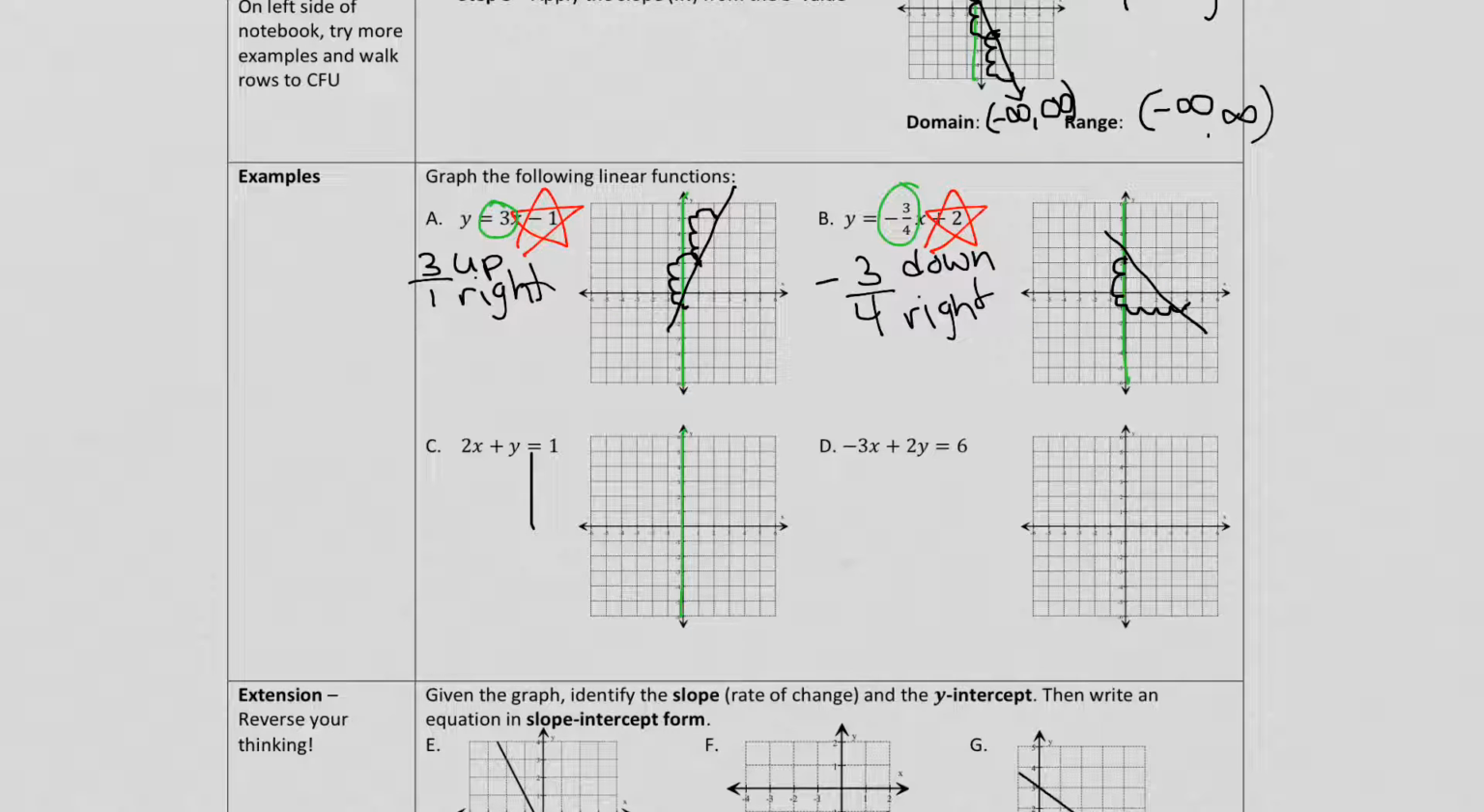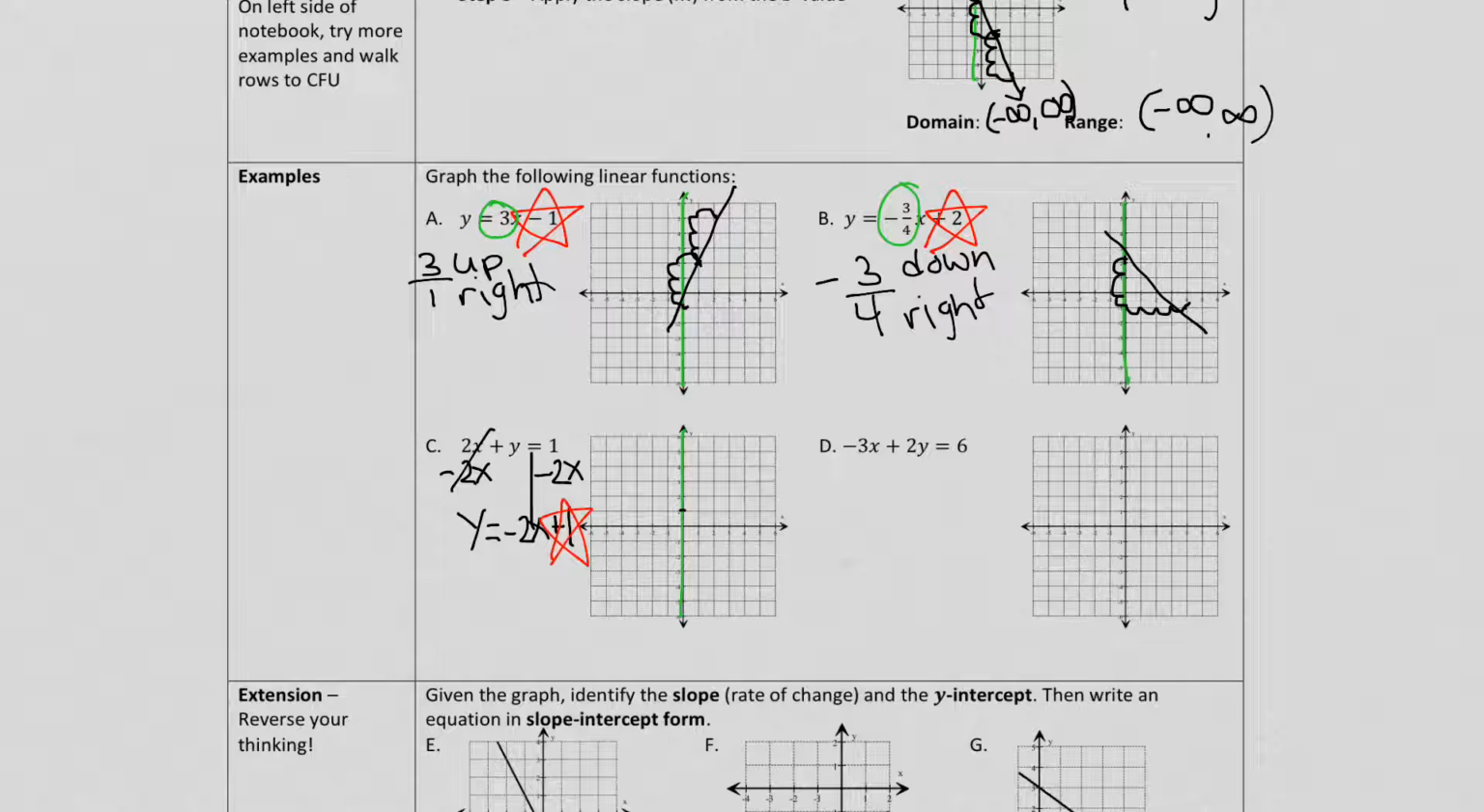I just need to take the 2x and move it to the other side. If this is saying y plus 2x, the opposite of adding is subtracting. So I'm going to subtract 2x from both sides. That gets rid of it. I'm left with y on this side equals negative 2x plus 1. So now we can find our b value. Again, the b value is a red star, which is 1, and I'm going to plot it on my y-intercept.